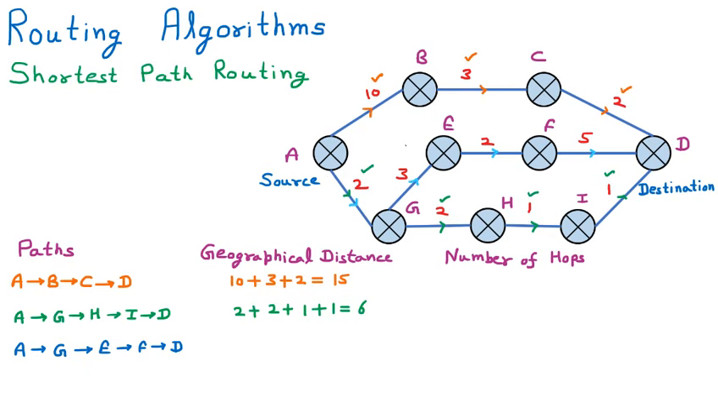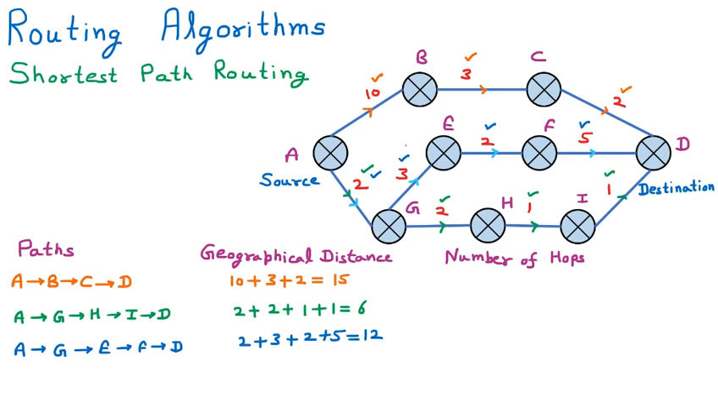So here we are having again A to G, so that is 2. Then afterward G to E, that is 3. Then afterward E to F, which is 2. Then further F to D, which is 5. So if I sum that, that will be equal to 12. So that is the different distances which are available.